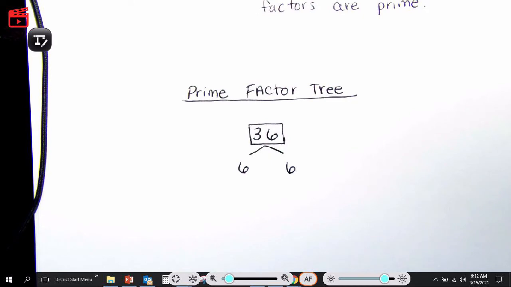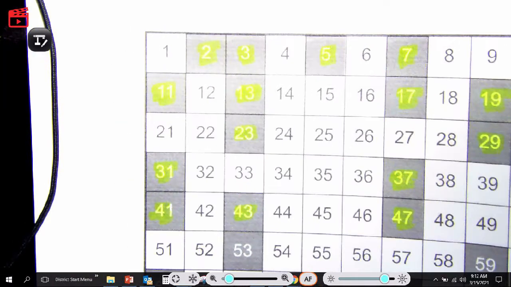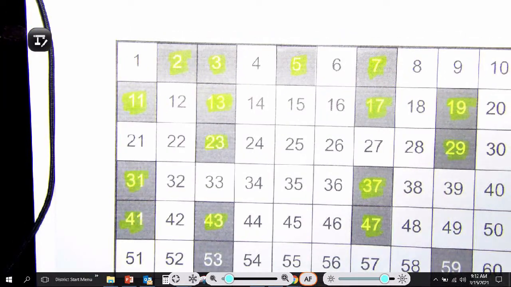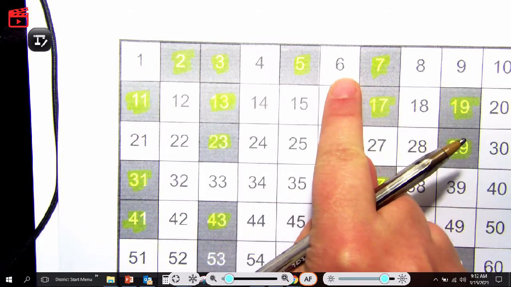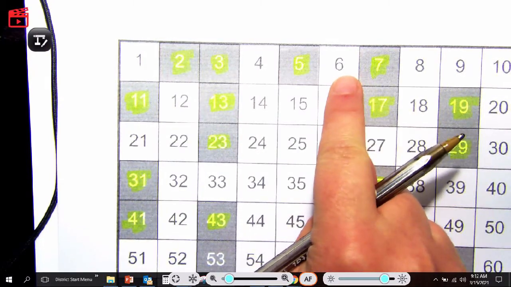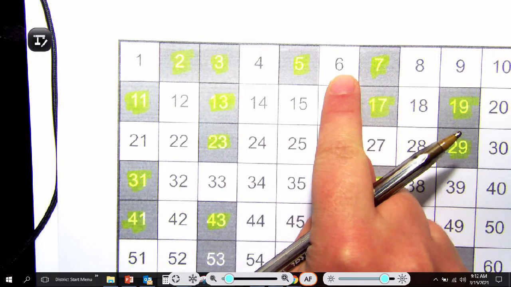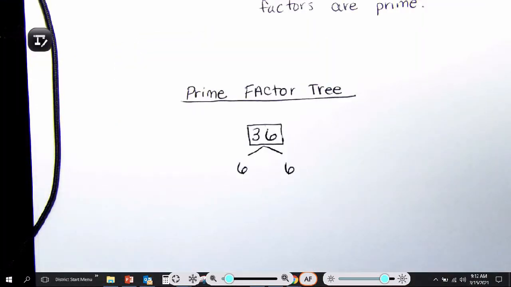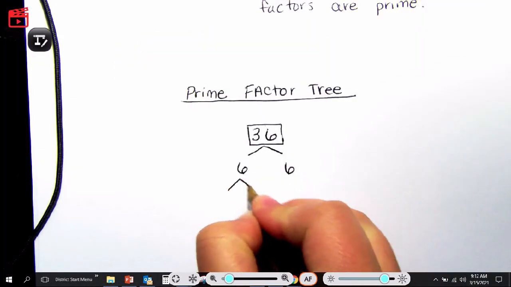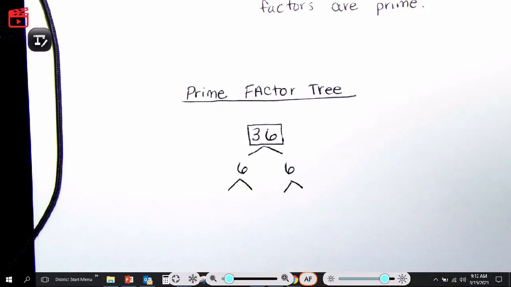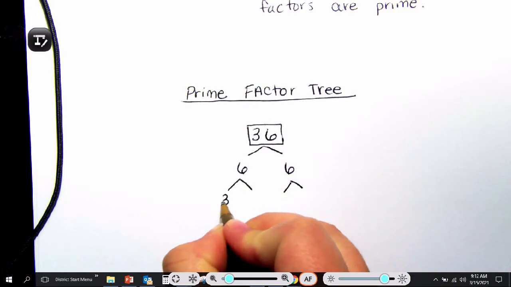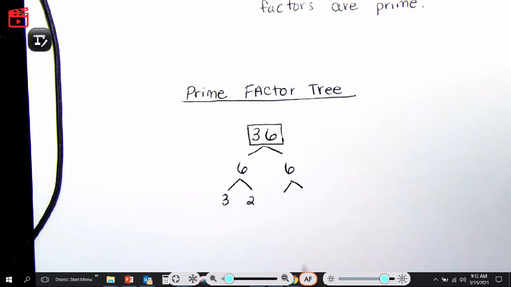We go back to our prime numbers chart. We notice that 6 is not highlighted. It's not shaded. That means 6 is not prime. So we continue factoring. The only time that you stop factoring is if you have a prime. So for 6, 3 times 2 is 6.